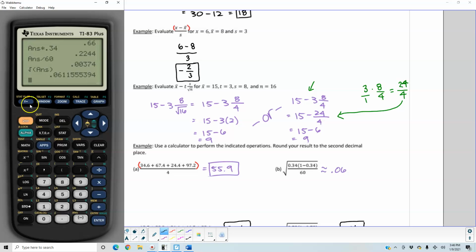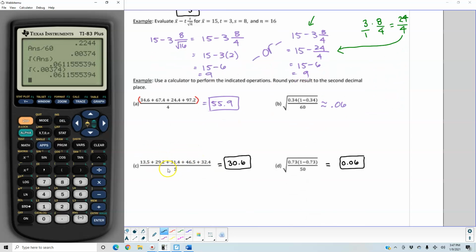Now, if you don't want to do it that way, then you can hit the square root button and then put in 0.00374 and then close the parentheses, and you still should get the exact same number.